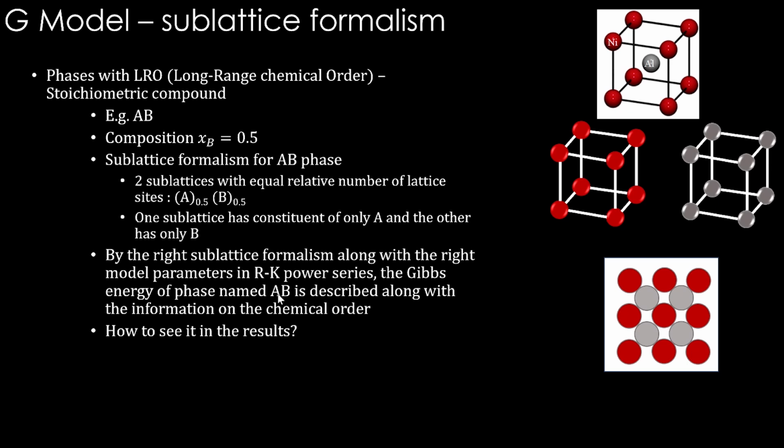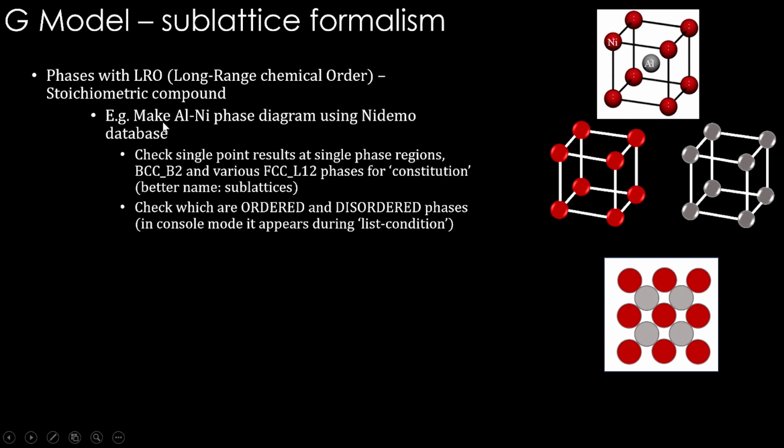How to see it in the results? Okay, let's do a small calculation and do that. We can make an AlNi phase diagram using the nickel demo database, and then check single point results at single phase regions, BCC B2. There will be one region like that. I will check the results there, and various FCC L12 phases. These things also we will check for this particular detail called constitution.